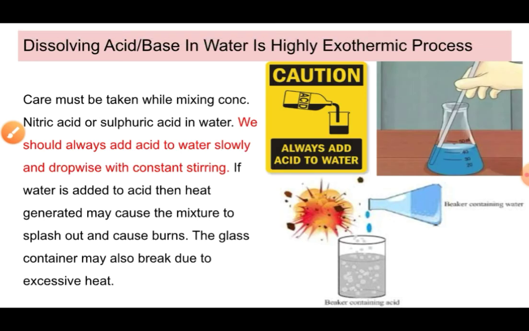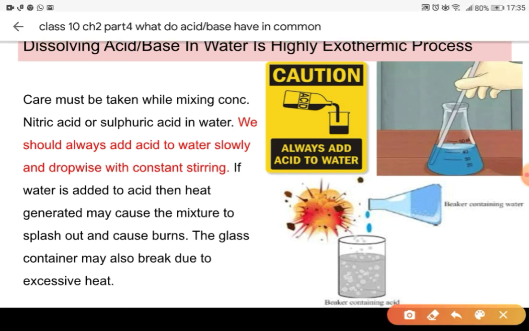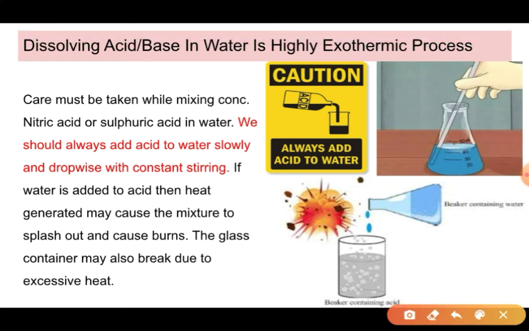Now, we should always take care of this when we prepare a solution of an acid or a base. When we dissolve an acid or a base in water, this is highly exothermic in nature, meaning it produces a lot of heat. So we should always take care while dissolving these compounds. We should always add acid to the water slowly and dropwise with constant stirring. Why is this so? Because this is a highly exothermic process. It produces a lot of heat.